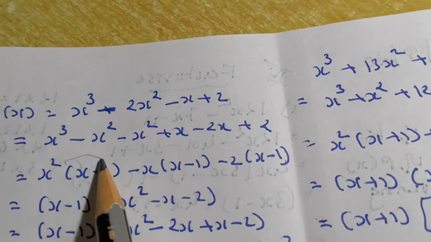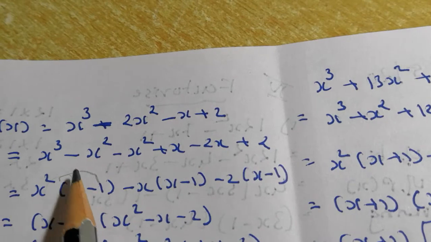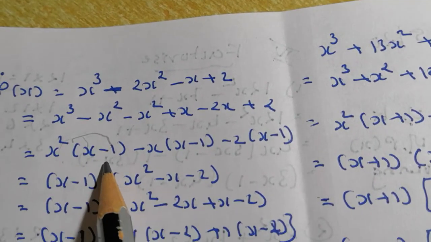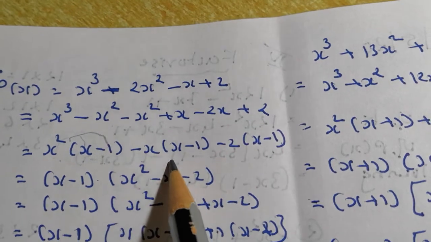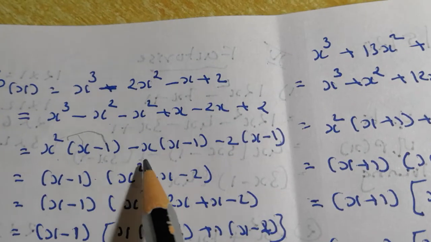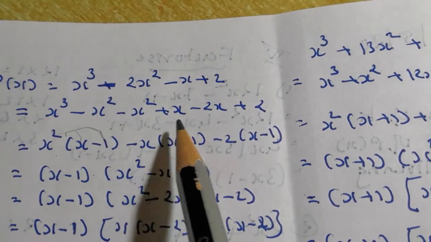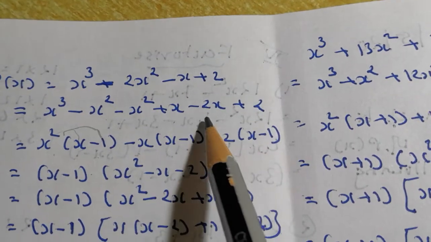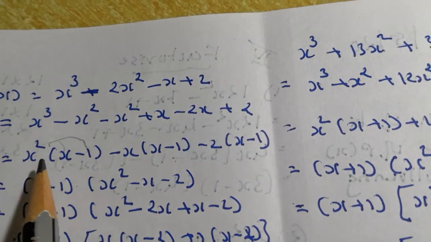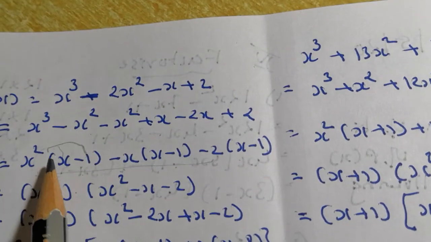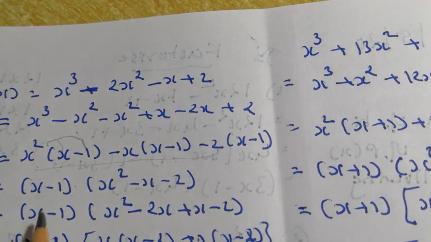Multiplying this by this number, x square into x is x cube, x square into minus 1 is minus x square, minus x into x is minus x square, minus x into minus 1 is plus x, minus 2 into x is minus 2x, and minus 2 into minus 1 is 2. I hope you have understood it. First you are going to write the third step, then you are going to write the second step.